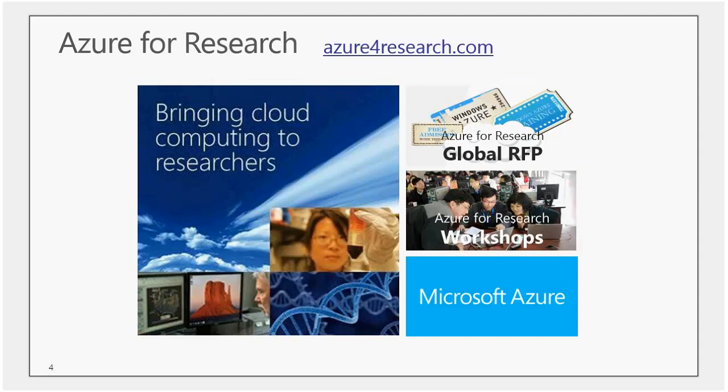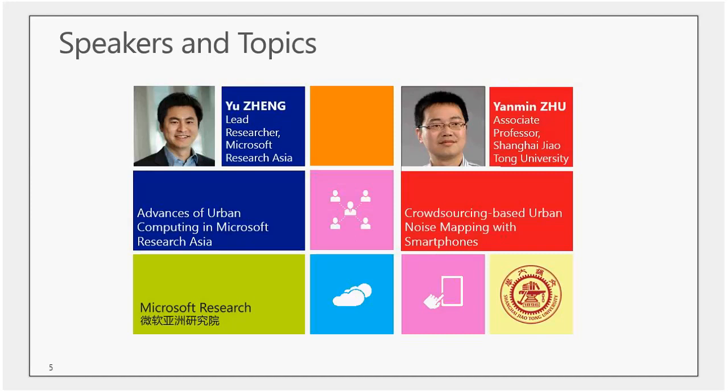Now, in this webinar, we have invited two distinguished speakers. One is my colleague, Dr. Yu Zheng. He's a lead researcher of Microsoft Research Asia. The talk he will share with us is Advances of Urban Computing in Microsoft Research Asia. The second speaker is Professor Yanming Zhu. He's an associate professor from Shanghai Jiao Tong University. He wants to share with us his research project, crowdsourcing-based urban noise mapping with smartphones. This project is a winner of both the Urban Informatics RFP and the Azure for Research RFP.